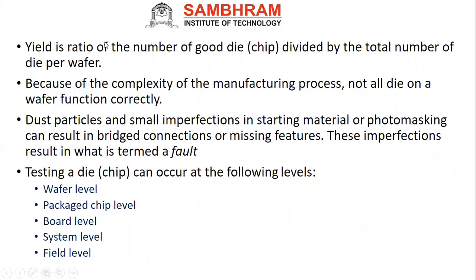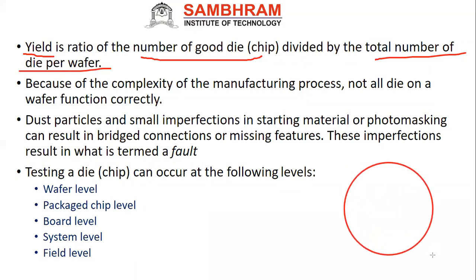Now here, when I go for the manufacturing test, one of the very important parameters is yield. Yield is the ratio of the number of good chips divided by the total number of chips per wafer. As you know already, how the wafer will be there, right? So this is my wafer. The size of the wafer is around 15-inch diameter, we can say. Then your ICs will be like this, simple.